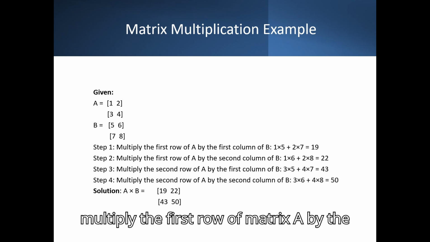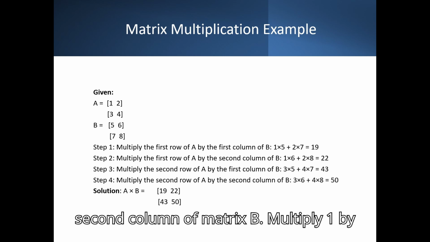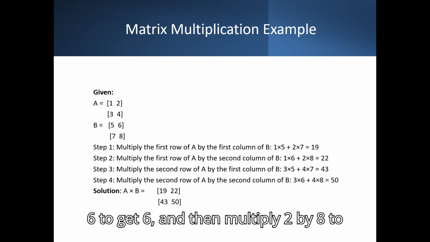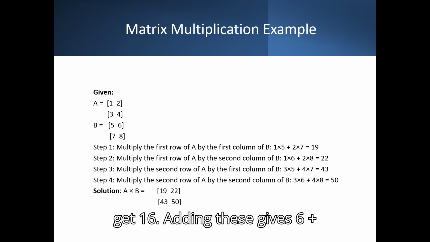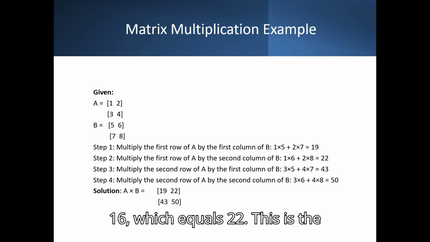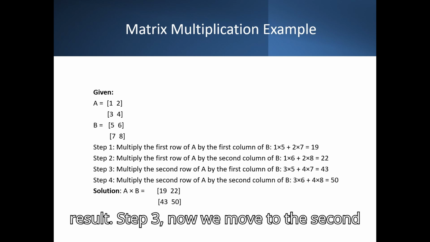Step 2, we multiply the first row of matrix A by the second column of matrix B. Multiply 1 by 6 to get 6, and then multiply 2 by 8 to get 16. Adding these gives 6 plus 16, which equals 22. This is the second element in the first row of the result.